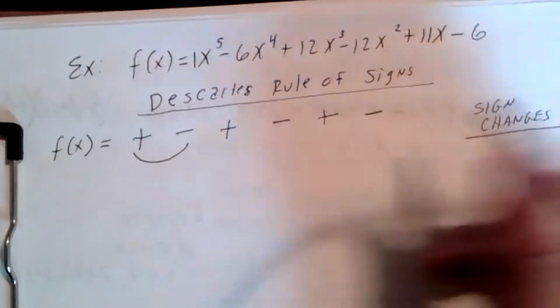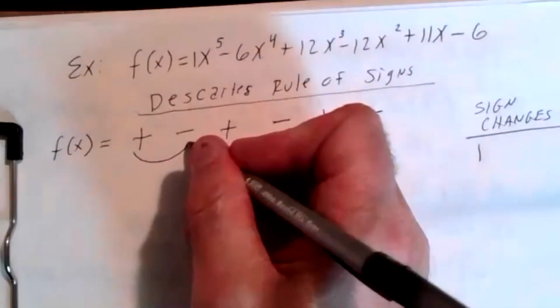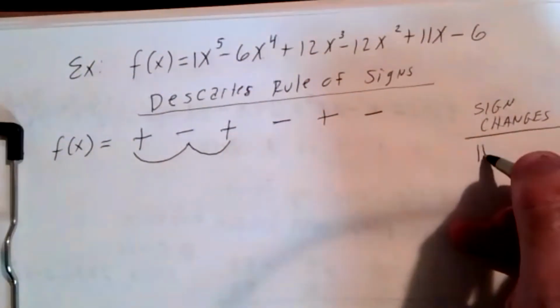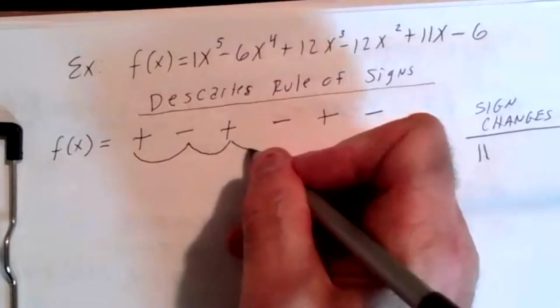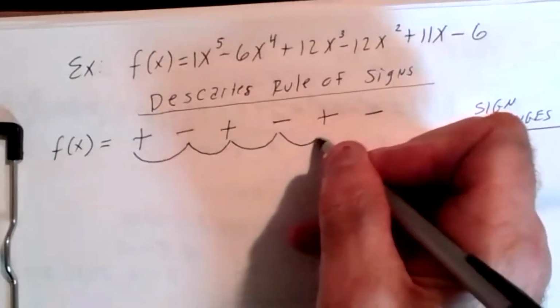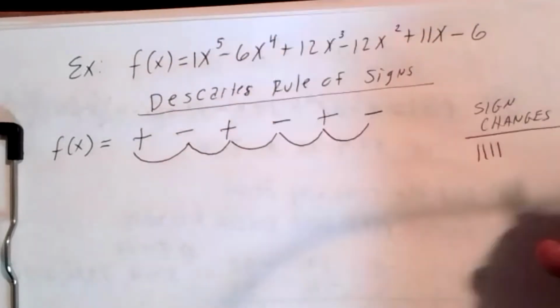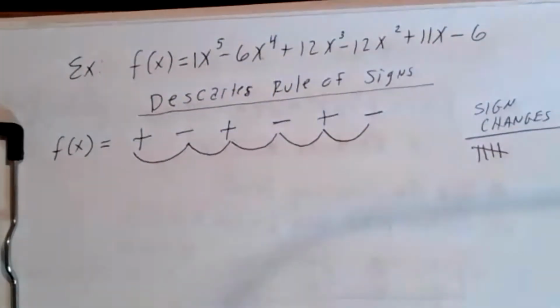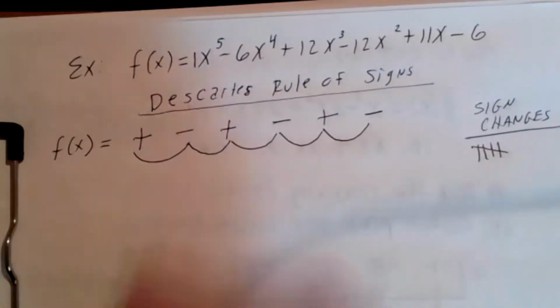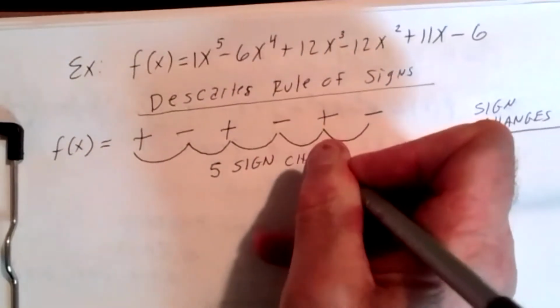We're going to keep count over here. Positive to a negative, that's one sign change. We go from a negative to a positive, that's another sign change. We go from a positive back to a negative, that's another sign change. We go from a negative back to a positive, that's another sign change. And we go from a positive to a negative. Ladies and gentlemen, we've experienced 5 sign changes here. Do you agree? 5 sign changes.